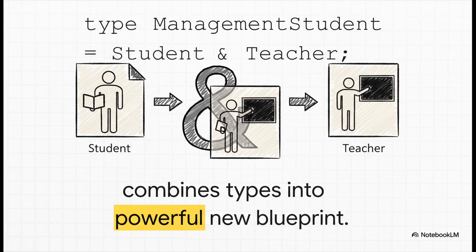No way. You can just combine the existing blueprints using something called an intersection type. That little ampersand symbol, the and, is the magic here. It smashes them together, creating a new type that has all the properties of a student and all the properties of a teacher. It's a beautiful way to keep your code DRY and reusable.